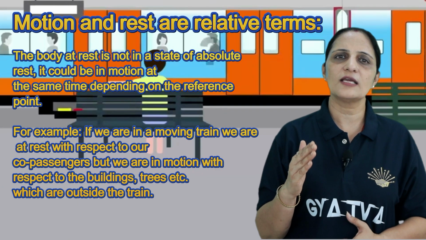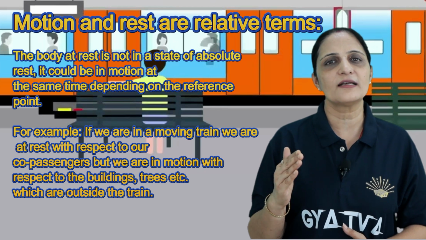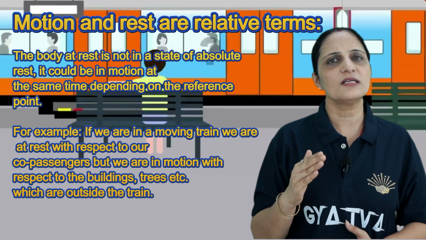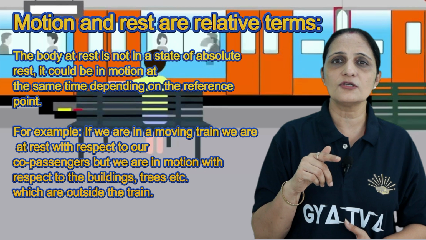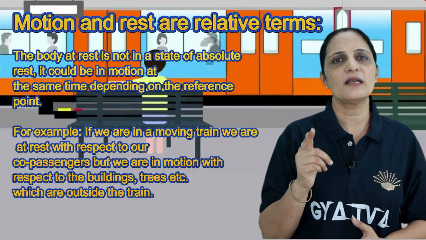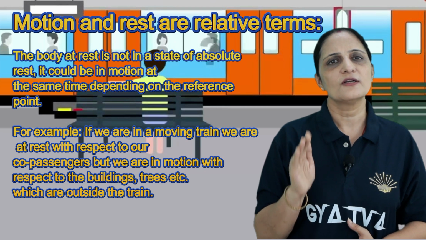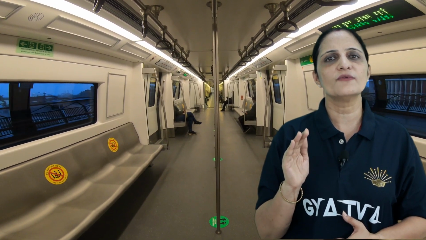Now another important thing is that motion and rest, both these terms are relative terms. Means the body at rest is not in a state of absolute rest. It can be in motion at the same time depending upon the choice of your reference point. For example, a very interesting example, suppose you are sitting in a moving train.